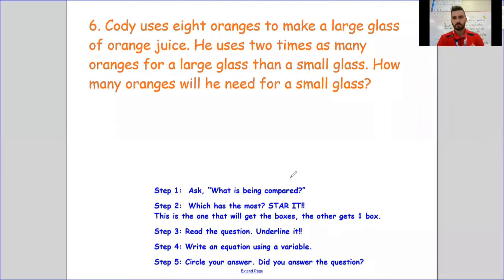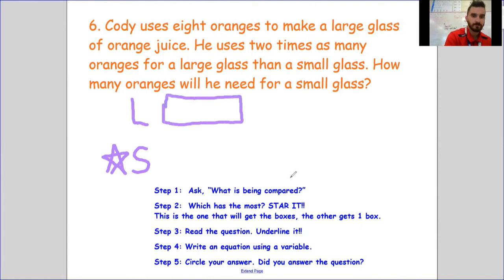So, times as many, box method. What am I comparing? A large glass to a small glass. They both use oranges, but we're comparing the difference between large and small. There's my L, there's my S. Small glass is going to get the star because that's what it was asking for. Now I just have to draw my picture. He uses 2 times, 2 boxes, as many oranges for a large glass than a small glass. That means the large glass is going to get those 2 boxes, and the small glass automatically gets 1.